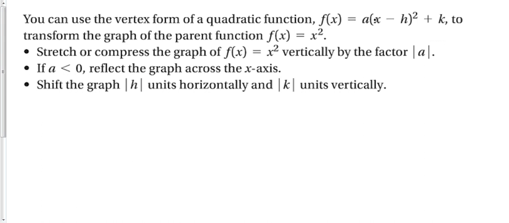We can use vertex form of the function to transform the graph of the parent function f of x is equal to x squared. We can stretch or compress the graph by a factor of the absolute value of a. If a is less than 0, then it reflects across the x-axis, and we shift the graph h units horizontally and k units vertically. A positive h shifts the graph to the left. A negative h shifts the graph to the right. A positive k shifts the graph up. A negative k shifts the graph down.